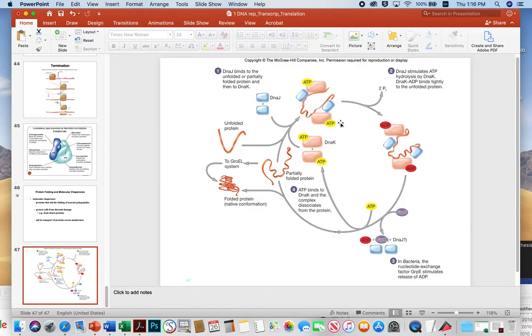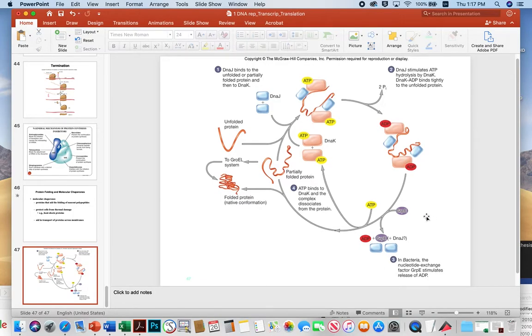So there's obviously a hydrolysis of ATP. You see the two inorganic phosphates being released, and that's DnaJ stimulating that ATP hydrolysis by DnaK. So DnaK is the actual ATP hydrolase, but once DnaJ is bound, that facilitates that catalysis. So we end up with ADPs on each of the individual DnaKs. We need an additional protein called GrpE, and in this particular case, it's basically a nucleotide exchange factor. It basically just kicks off the ADP.